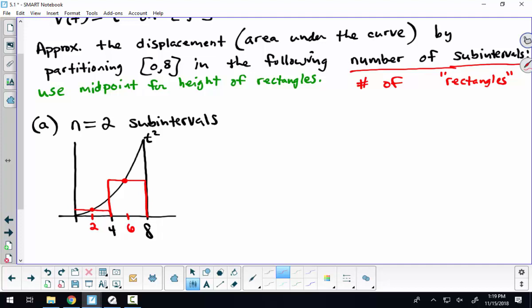Primarily in this section, we're working with either the midpoint, the right endpoint, or the left endpoint of each rectangle to determine the height. So the area under this curve is approximately the area of, we'll just say for now, rectangle 1 plus the area of rectangle 2.